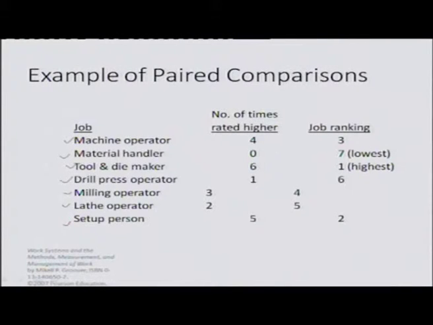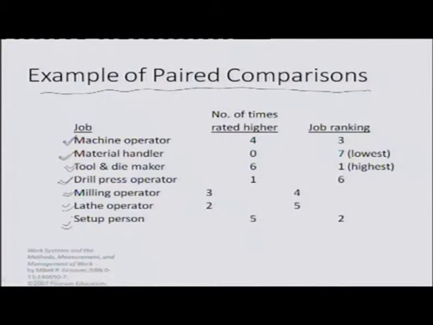Let us say there are different machine shops and we want to compare, based on different job descriptions of such a machine shop, which is a more sought after job and which is a less sought after job. So you have to do a paired comparison, first of all listing all the jobs into different types. In this case, there could be several job types. One could be the machine operator, then a material handler, tool and die maker, drill press operator, a milling operator, a lathe operator, and a setup operator. These are the different job classifications.